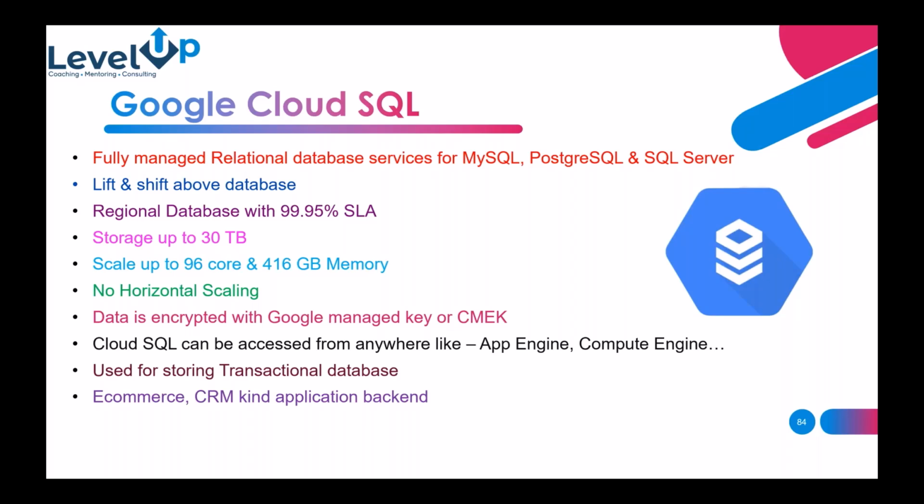And encryption is also possible with the help of Google. Now, Cloud SQL can be accessed from anywhere, like your App Engine, Compute Engine. App Engine is a PaaS service on GCP. Compute Engine is nothing but a virtual machine. Now, what is the use of Cloud SQL? We know that it is used for storing a relational database or an OLTP, which is a transactional database, for e-commerce, CRM kind of applications. Those are some of the applications.